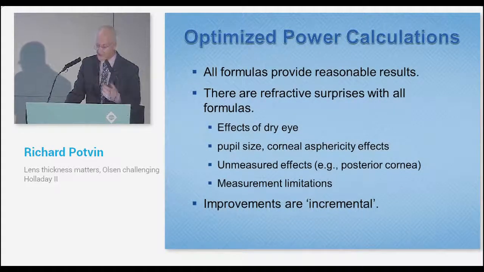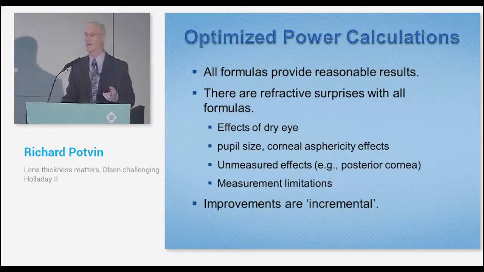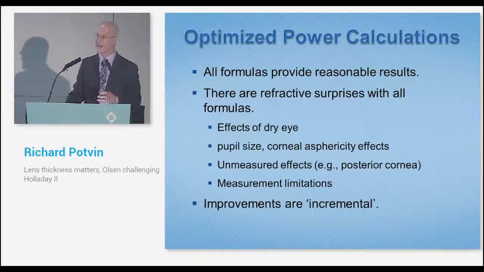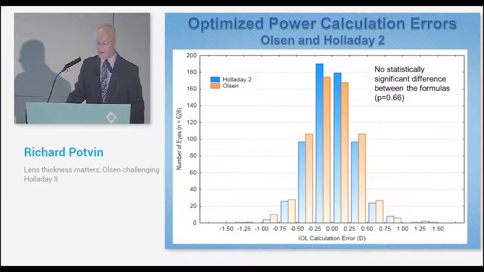So if I was just going to summarize the optimized power calculations, all of them are providing reasonable results, and there are refractive surprises with all the formulas. Now, one of the things that we might think matters more than we would have thought is the effects of dry eye, because it can really affect our measurements of keratometry, whether I'm using a topographer or an autokeratometer. Also, there can be pupil size and corneal asphericity effects that change the patient's perceived refraction, and so the difference I'm calculating here may be a little variable. I have unmeasured effects like posterior corneal astigmatism, and then of course there are certainly measurement limitations to all the devices. But anything I've done, the formula changes are incremental, so I'm not going to see a revolution, or it's unlikely in the near future. What I want to do is just keep growing that population of patients that are within a half a diopter, because those tend to be pretty darn happy customers.